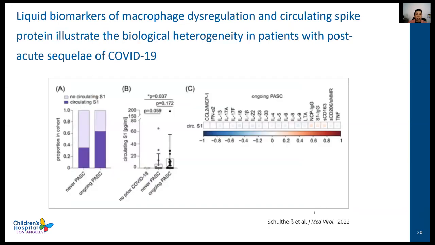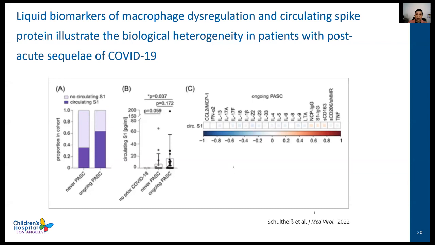And this is a study which looked at liquid biomarkers or macrophage activators and circulating spike protein, and to illustrate the biological heterogeneity in patients with post-acute sequelae of COVID-19. So in figure A, comparing patients who never had PASC with those who had ongoing PASC, we again see here that circulating S1 was particularly increased in patients with PASC. And not only was the circulating S1 positive in patients with PASC, the actual number was also significantly increased compared to patients who never had PASC.